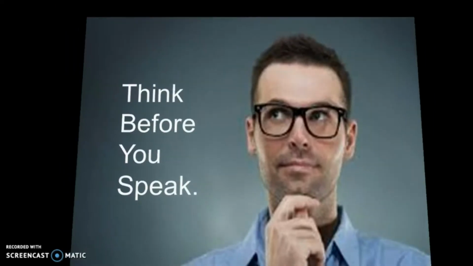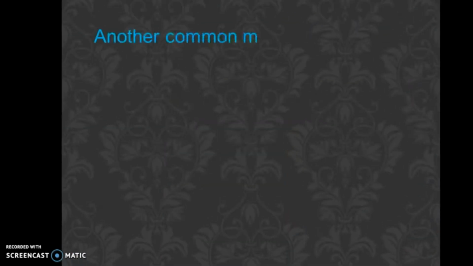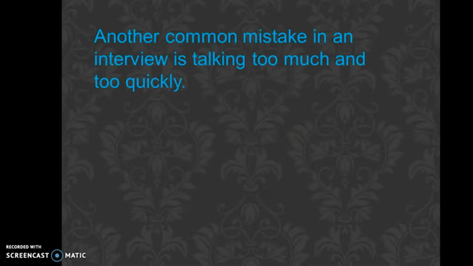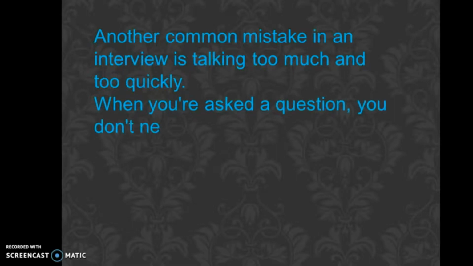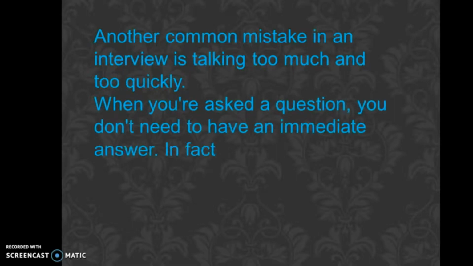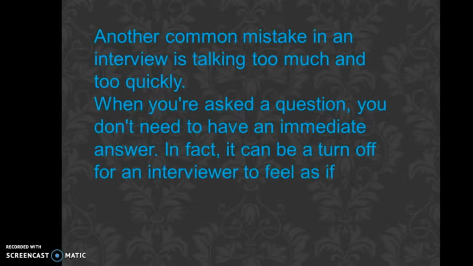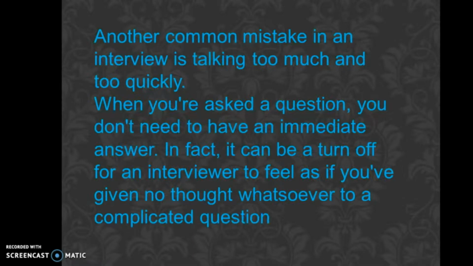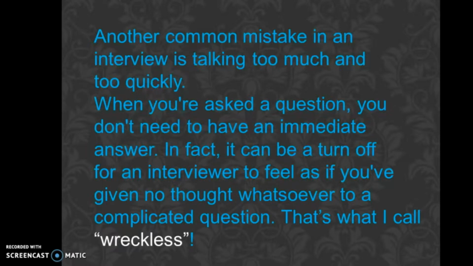Number 9, think before you speak. Another common mistake in an interview is talking too much and too quickly. When you're asked a question, you don't need to have an immediate answer. In fact, it can be a turn off for an interviewer to feel as if you've given no thought whatsoever to a complicated question. That's what I call reckless.